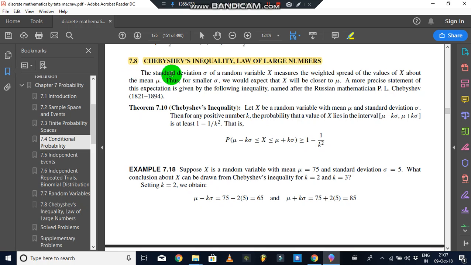So this is the last topic of this chapter, probability in discrete mathematics. 7.8 Chebyshev's inequality and the law of large numbers. Let's talk about the introduction. We already talked about the standard deviation in our previous lecture. The standard deviation of a random variable x, you already know what a random variable is, measures the weighted spread of the values of x about the mean. You already know about the mean.